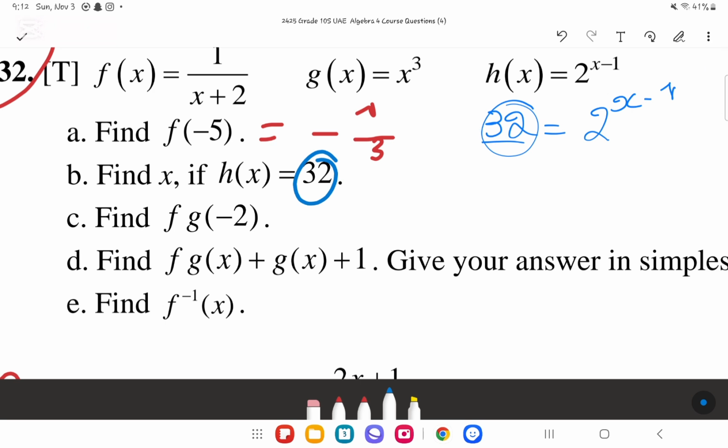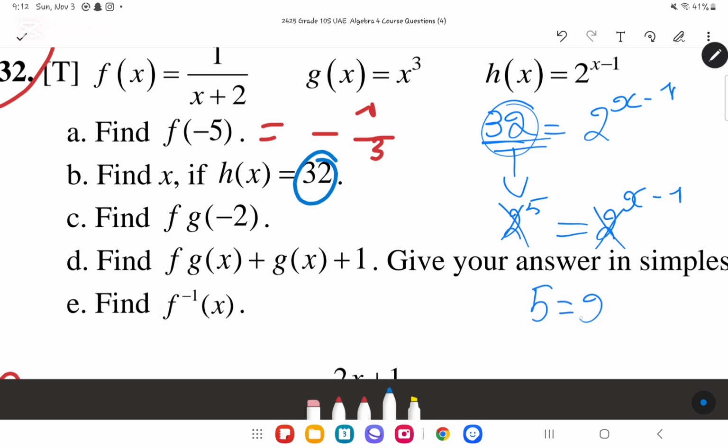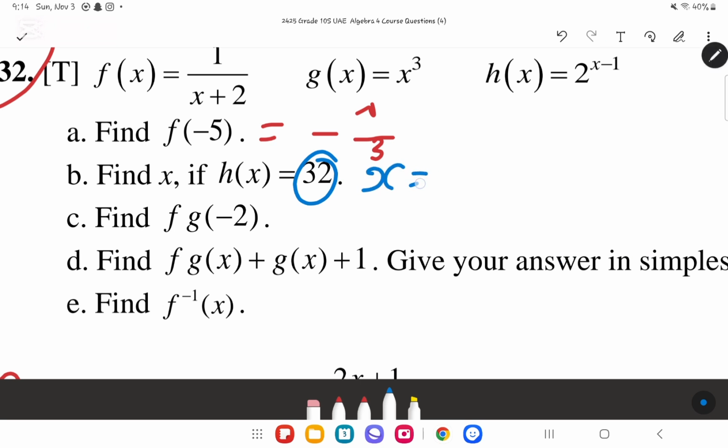But what you can do is make 32 a base number of 2 and an exponent of a number. So 32, you should know it's 2 to the power of 5. So 2 to the power of 5 is equal to 2 to the power of x minus 1. The bases can cancel out, and then we're going to get that 5 is equal to x minus 1. Bring 1 to the other side, then you're going to get that x is equal to 6. So very simply, for part B, we found that x is equal to 6.